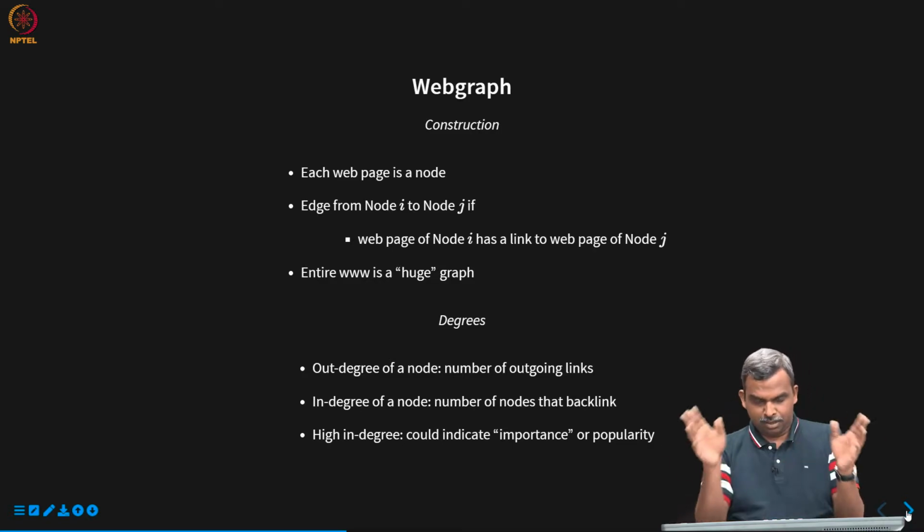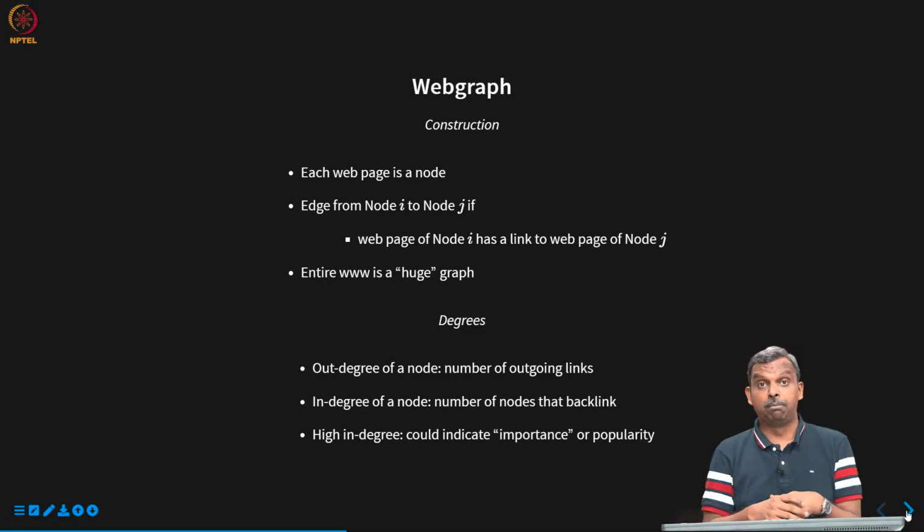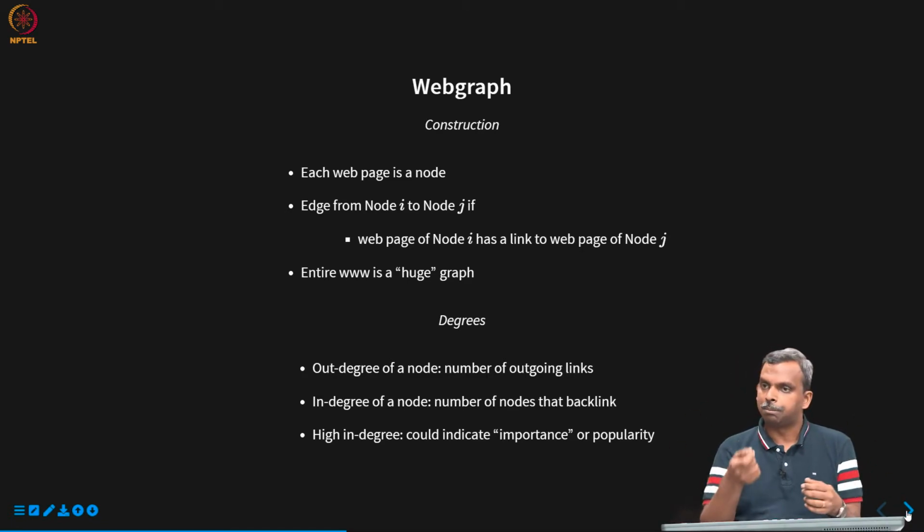You can imagine the World Wide Web today has billions of pages, and so the graph would be a huge graph. It would have billions of nodes, and there will be connections, or edges, from every node to every other node that it connects to. So if you have a lot of links, it will all link up.